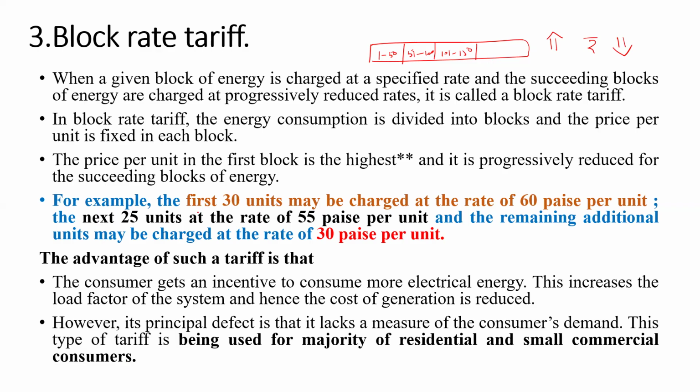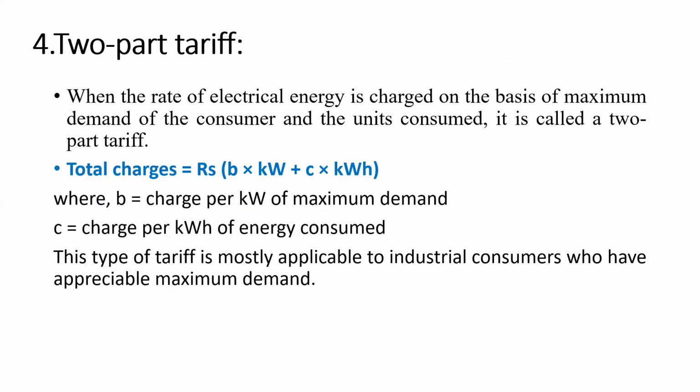For example, the first 30 units may be charged at how much here? 60 paise. Next 25, 55 paise. Next 30 paise. There is a drop in the charges. And one more thing is that this tariff is used majorly for residential as well as commercial consumers. Block rate tariff: different blocks I can segregate.